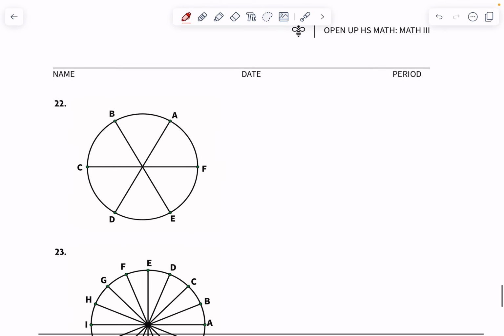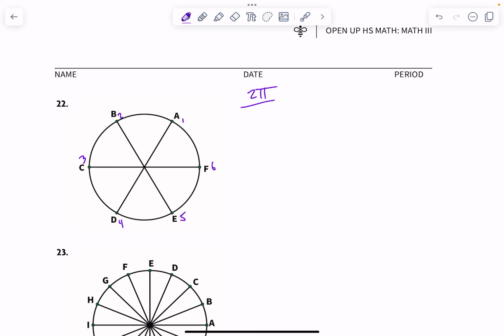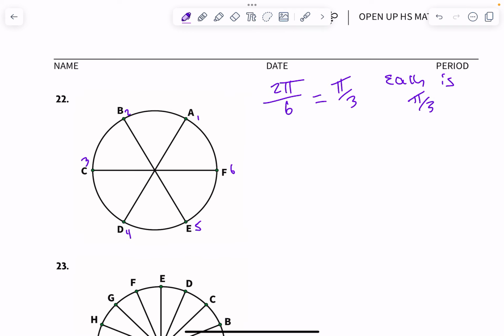Okay, let's think about the next one. Same concept. This is 1, 2 cuts, 3, 4, 5, 6. So again, this is 2 pi over 6, which is equal to pi over 3. So each is pi over 3. So then the first one here is pi over 3.